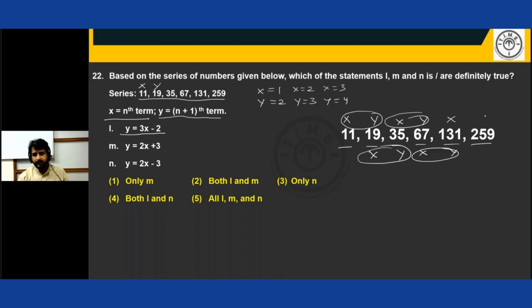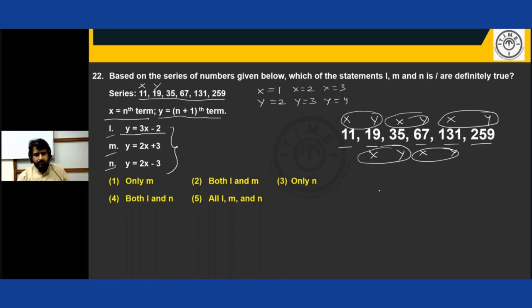Right. If it is x, this will be y. So you can take any x and y to find which among L, M, N is correct. We have been given some expressions, right? Now let's take the smallest numbers. It will be very easy to find, right?